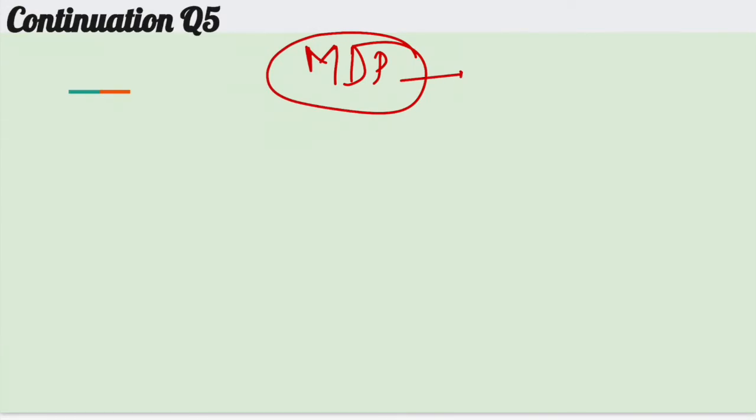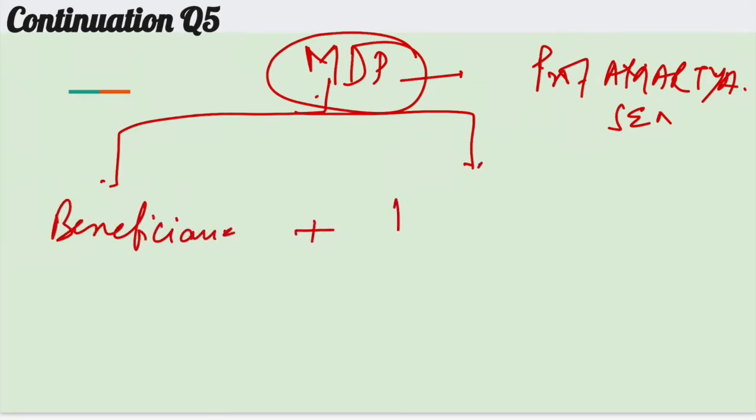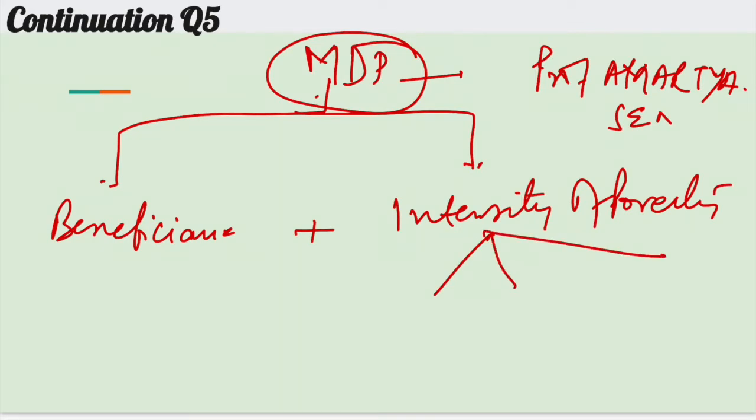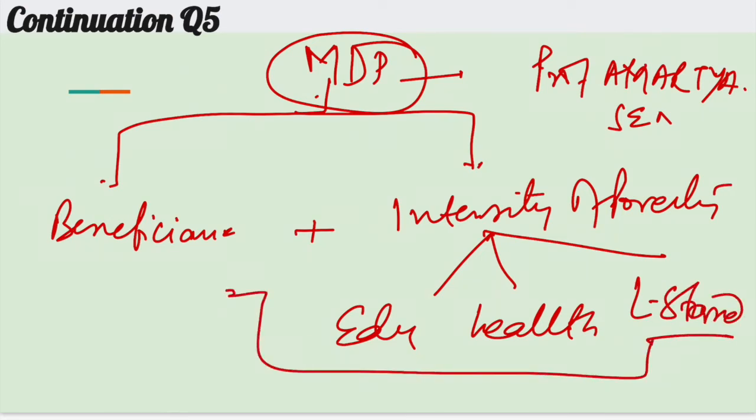And therefore, Professor Amartya Sen has said that this is a unidimensional analysis of poverty which is of no use, and he has talked about the multidimensional poverty index. Okay. Now, under the multidimensional poverty index, there is a focus on identification of beneficiaries along with measuring the intensity of poverty. And the intensity of poverty is measured on three parameters, that is education, health, and living standards.